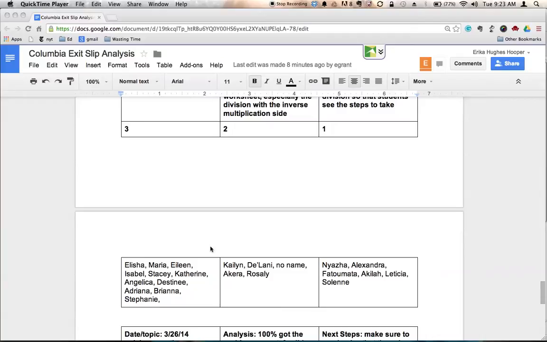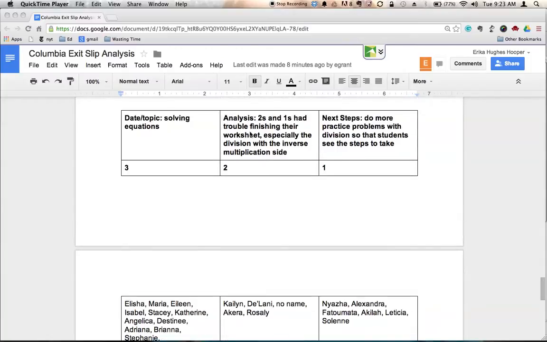And then also, if it's almost half the class that's at a two or a one, maybe I can look and try to figure out if it's something that went wrong. Like I noticed here that the twos and ones had trouble finishing the worksheet. So it wasn't as much that they didn't understand, it was that they didn't finish the exit slip, especially the division. So maybe making sure to go over the topic that I noticed all the twos and the ones were struggling with as a targeted reteach.